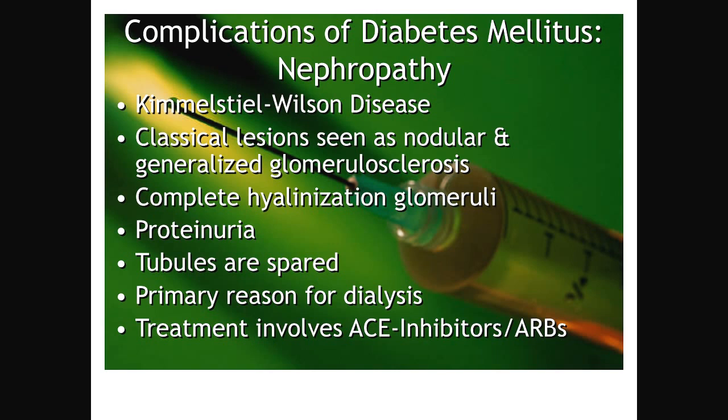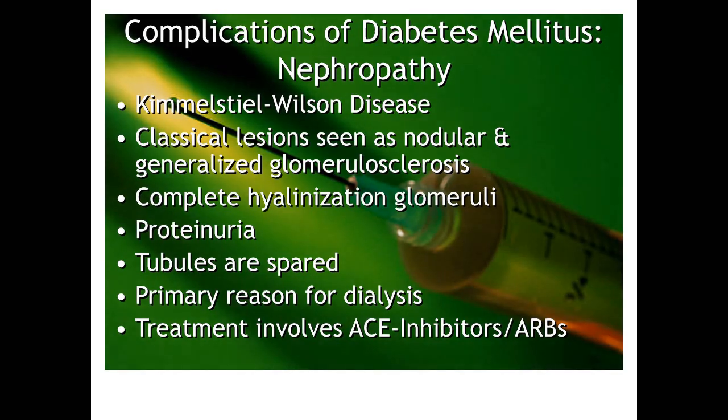And then of course, if your glomeruli are not functioning properly, you're going to see proteinuria. Fortunately, tubules are usually spared here. If your glomeruli are not working, you're going into kidney failure. Well, this is one of the reasons why you have that, and this is the main reason for dialysis. So you want to treat it with ACE inhibitors or ARBs, even if you catch it early on or you see progression of it early on.